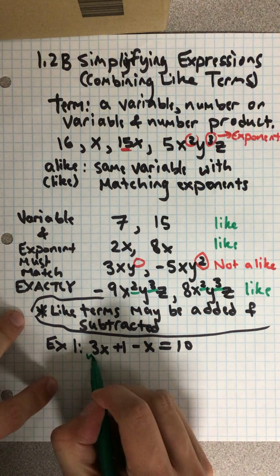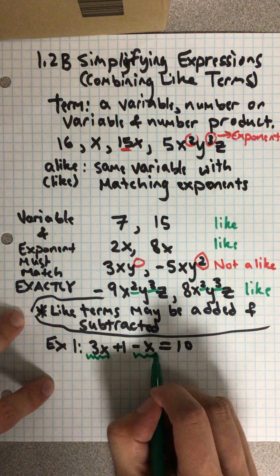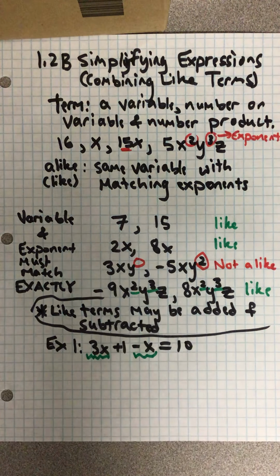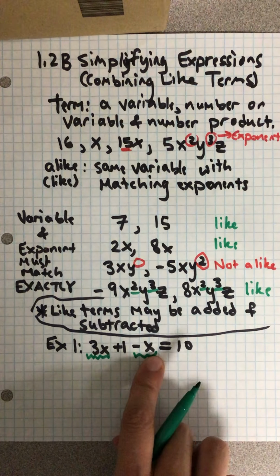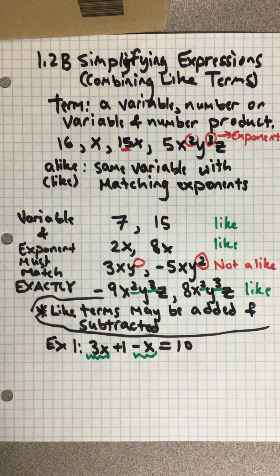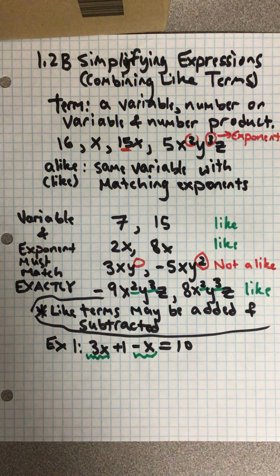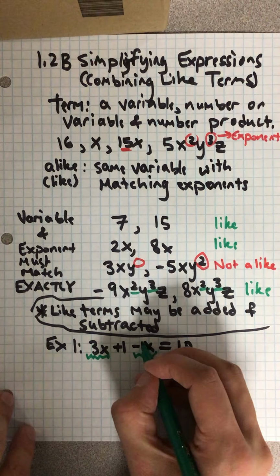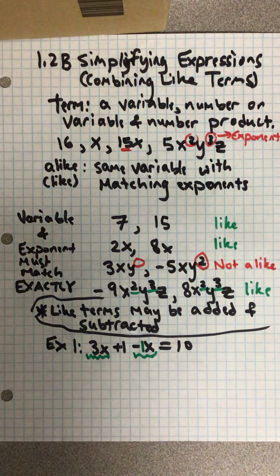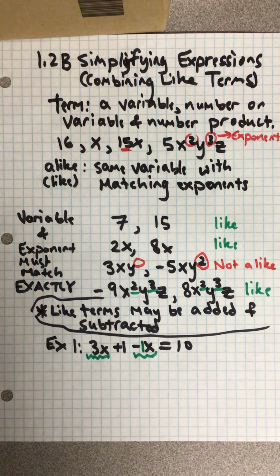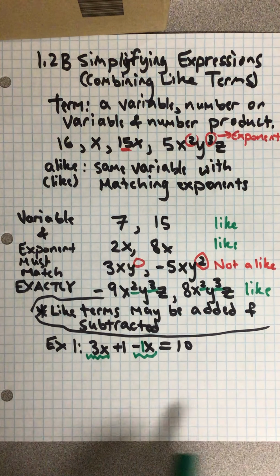I'm going to put a squiggly line, put it in green so it's extra clear, over our like terms. 3x and negative x are the like terms because they both have an x. They both have the same exponent, therefore they can be combined. Now, the important thing to remember is how many x's do we have on our negative x? How many x's minus x's are there? There's 1, because any variable that does not have a number attached to it is assumed to be a 1. This happens to be a minus 1.